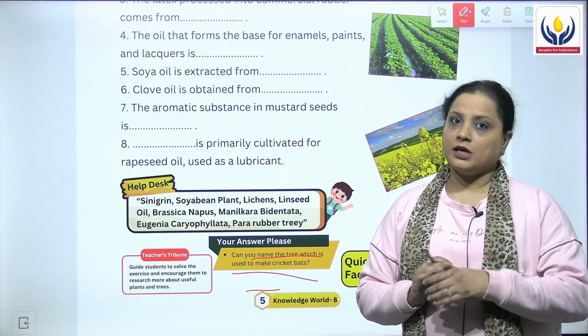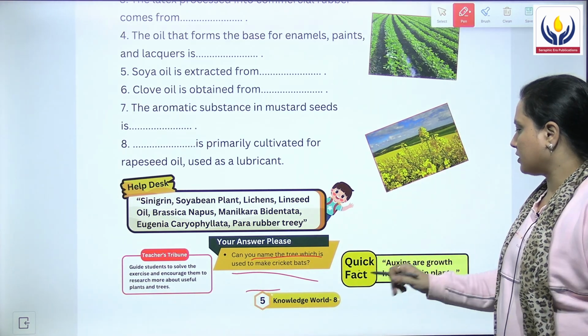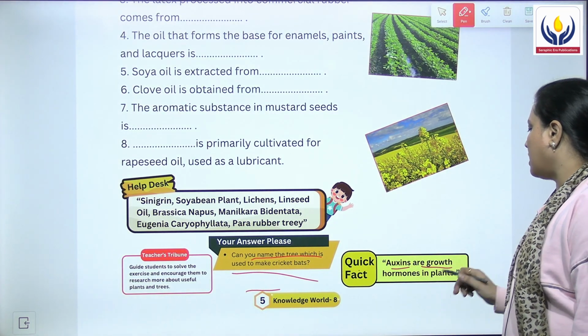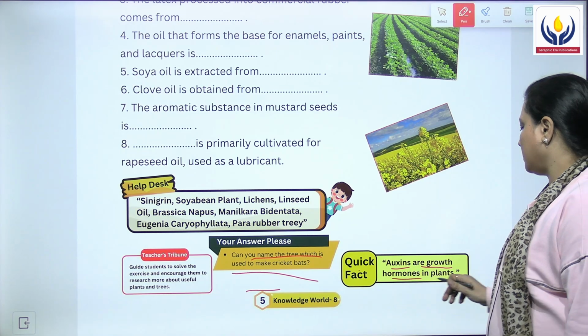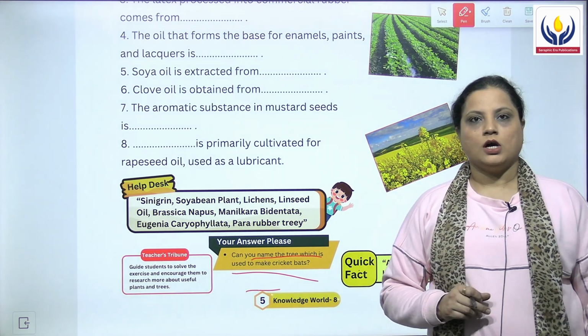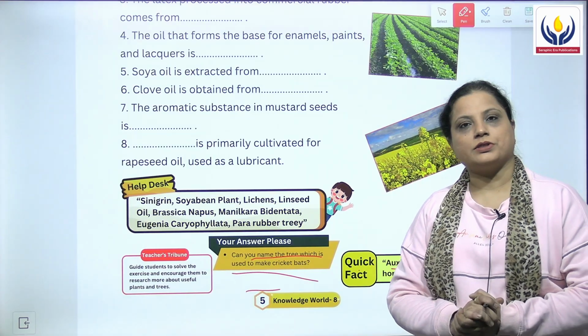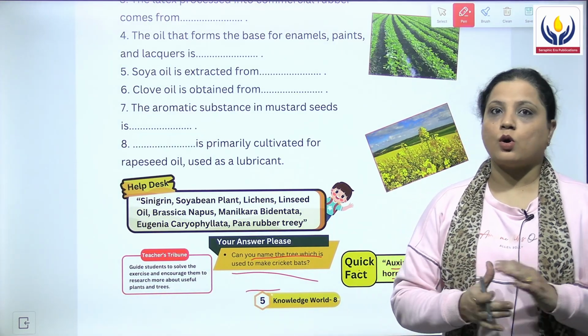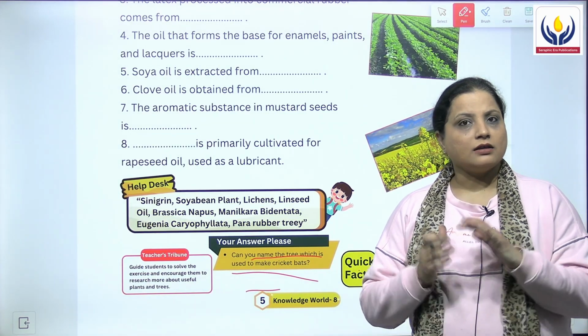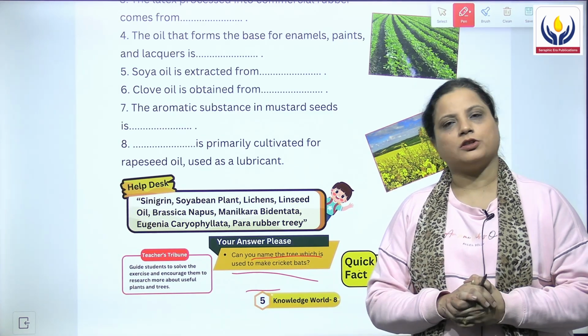Let's now move on to the quick fact. The quick fact says that auxins are growth hormones in plants. How do the plants grow? They grow with the help of hormones. Yes, similarly like humans and animals, plants also have hormones, and the hormones that are responsible for the growth of a plant are auxins.